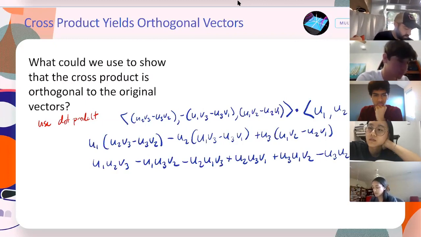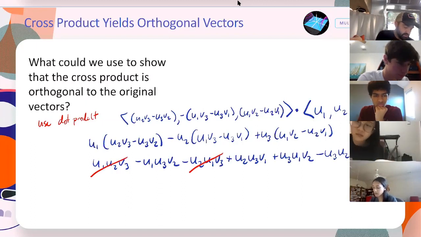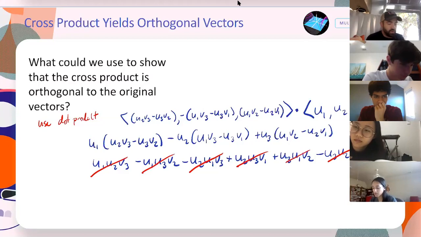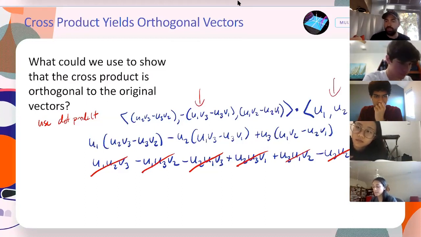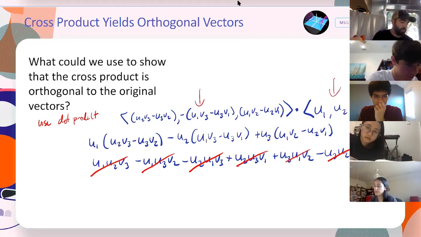So do I see, here's U1 U2 V3 and a minus U1 U2 V3. And then here's U2 U3 V1 and a minus U2 U3 V1. And then I have U1 U3 V2 and a minus U1 U3 V2. And so notice our dot product will give us 0. You could do the same thing with vector V and show that the dot product of the cross product and V would also give us 0. So that's proving that what we're getting is going to be orthogonal no matter what all those U's and V's are. We're going to get something that's orthogonal to both.